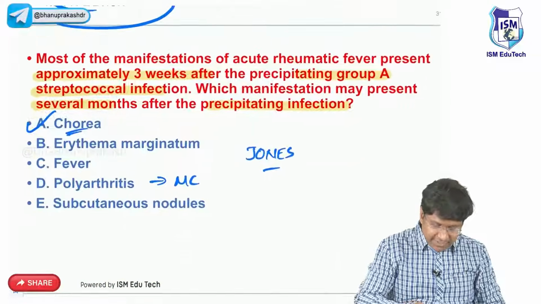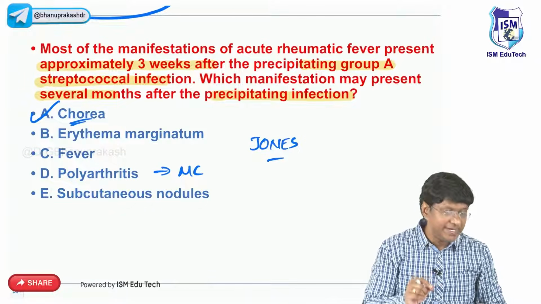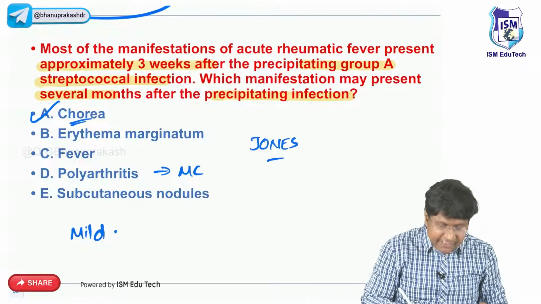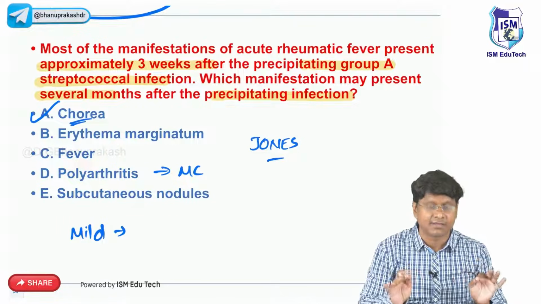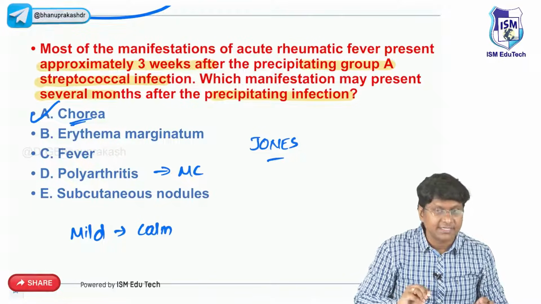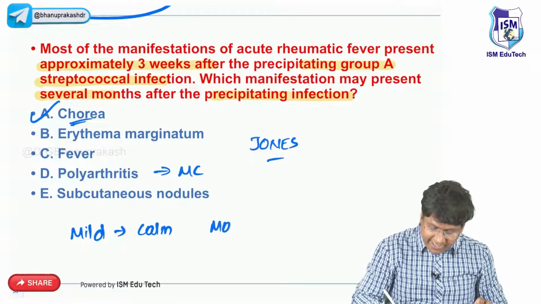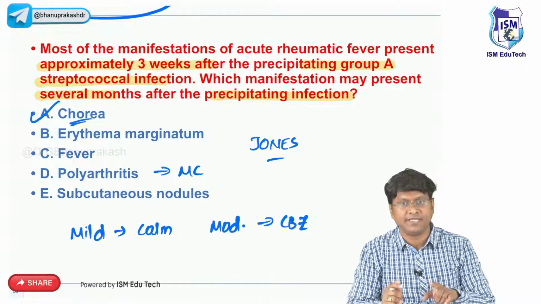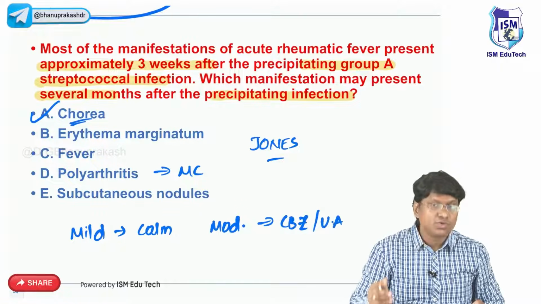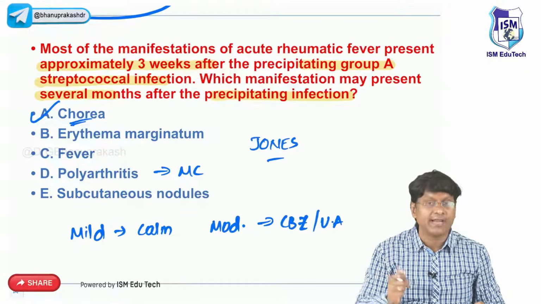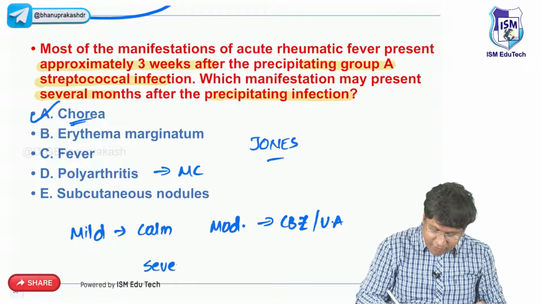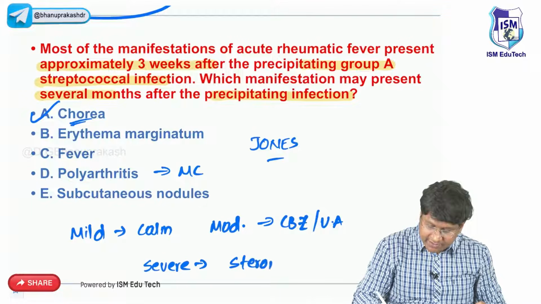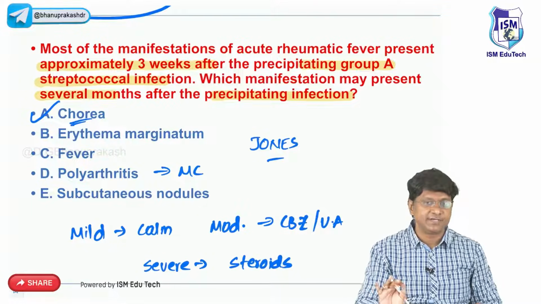So, right, for chorea, take rheumatic chorea. If the patient is having a mild form of involuntary movements, we don't give any drug. Just provide a calm environment, that will suffice. But in moderate cases of chorea, these patients will require carbamazepine or valproic acid. Carbamazepine or valproic acid is preferred over haloperidol. But in severe or refractory forms of chorea, those patients require steroids. That is how you will treat this particular chorea, right?